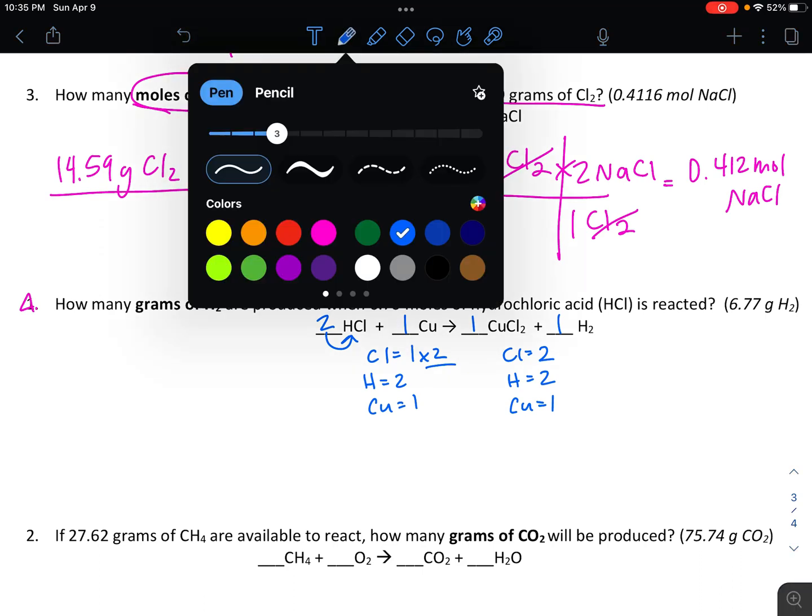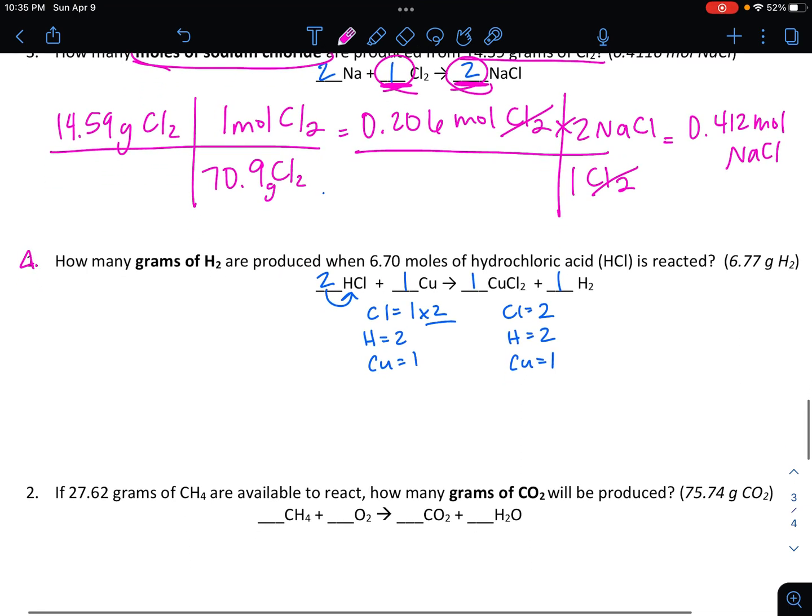So now let's look at the question. It says I have 6.70 moles of HCl.